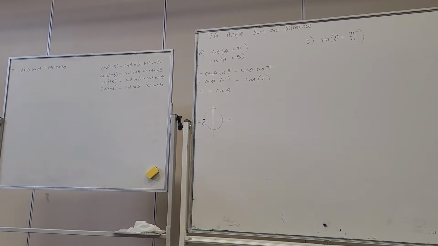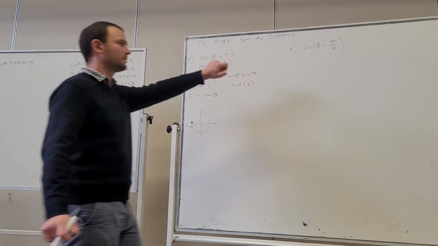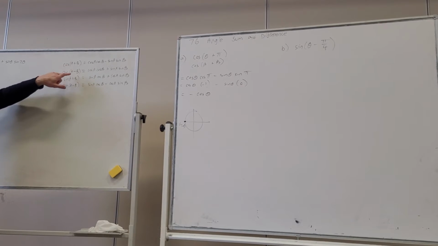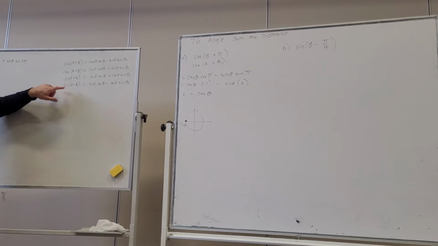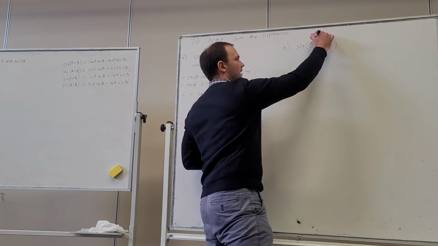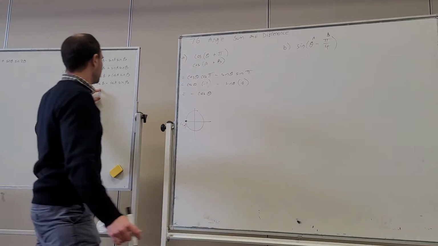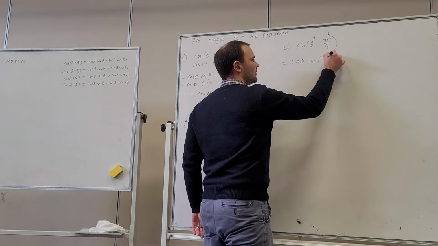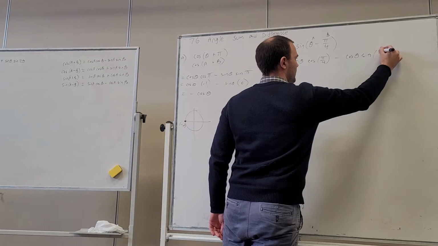Okay. Next one. We've got sine of theta take pi on 4. So again, we're going to look at our list. We need to expand it and simplify it. We're saying, which one does it correspond with? So it's not cos, it is one of the sine ones, and we have the first angle take the second angle. So this is going to be the expansion we're performing. Again, this corresponds with A, and this corresponds with B. So we're going to have sine of theta, cos of pi on 4. And then we've got take cos of theta, sine of pi on 4.